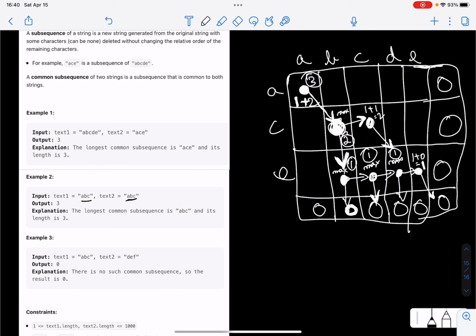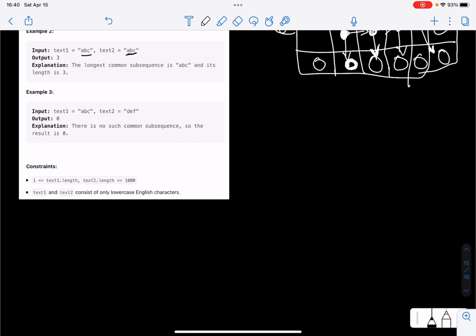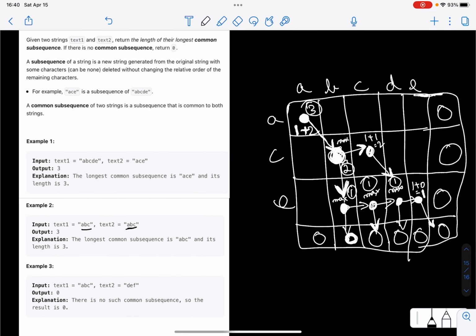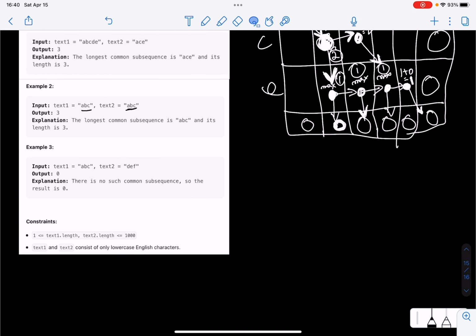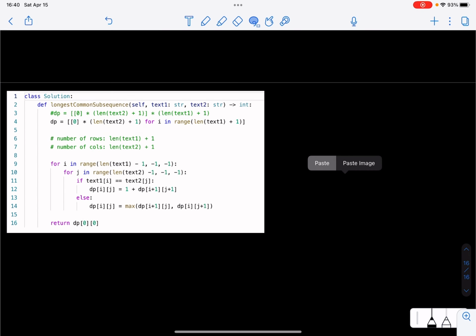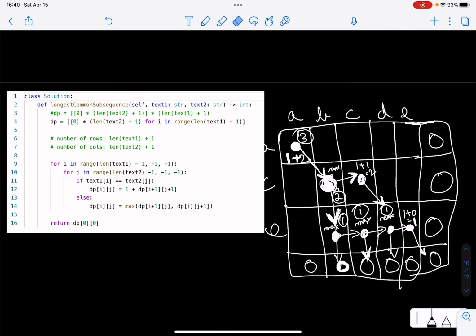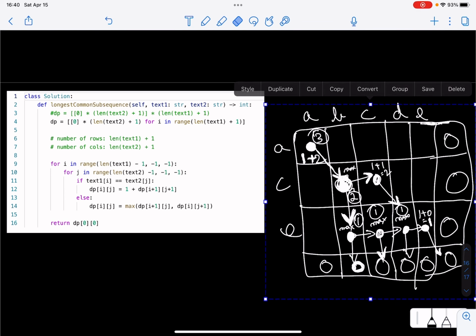Okay, so let's look at the code for this to understand this better. So it's a pretty simple code. The first step is to construct the 2D matrix that we had. So let's take this as a running example. So let's just copy this and let's get this as a running example over here. So the first step would essentially be to initialize our array.